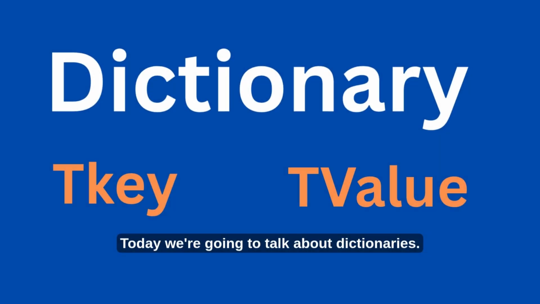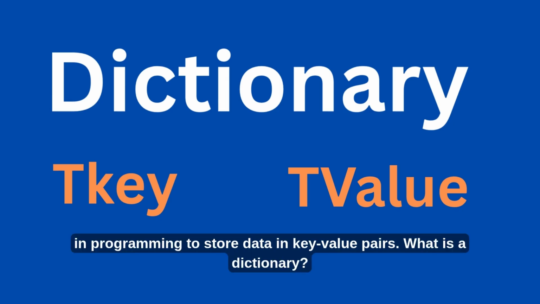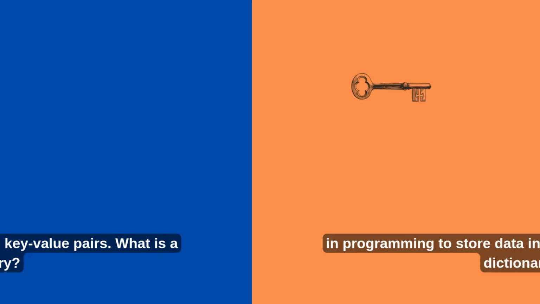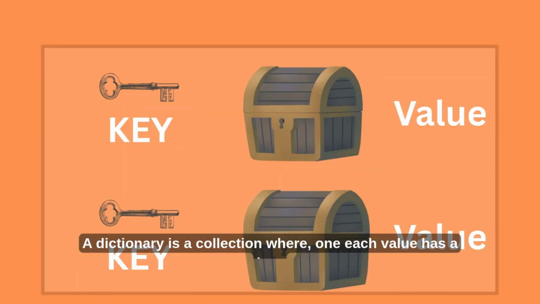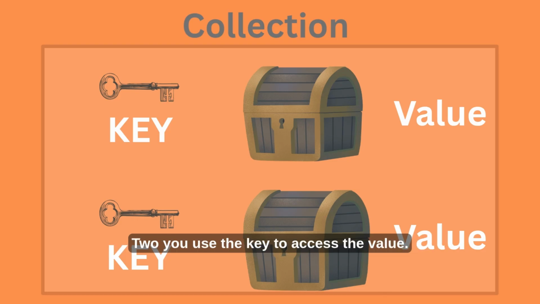Today we're going to talk about dictionaries. We're talking about a data structure used in programming to store data in key-value pairs. What is a dictionary? A dictionary is a collection where: 1. Each value has a key.